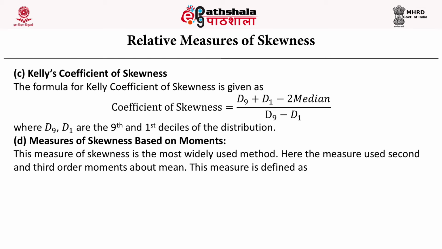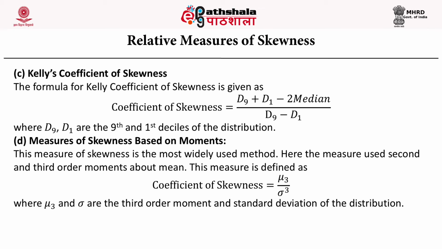Measure of skewness based on moments. This measure of skewness is the most widely used method. Here the measure uses second and third order moments about the mean. This measure is defined as the coefficient of skewness, which is equal to mu3 upon sigma to the power 3, where mu3 and sigma are the third order moment and the standard deviation of the distribution.